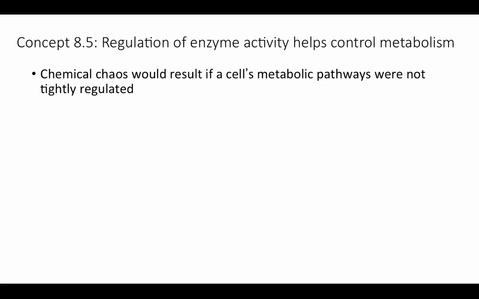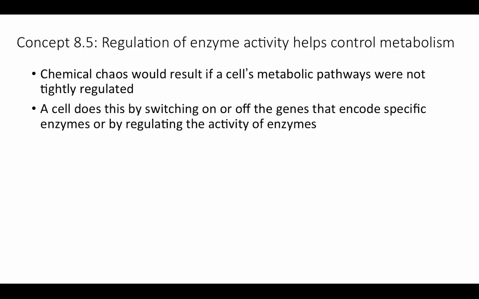So we need very precise regulation of these metabolic pathways to make sure that we get just the right amount of product in the right place at the right time, dynamically responding to changing conditions. So we've got systems of regulation that keep these reactions happening at the right rate, at the right time, in the right place. So a cell can do this by switching on or off genes that encode specific enzymes. So we can just synthesize the enzymes as we need a reaction to be catalyzed.